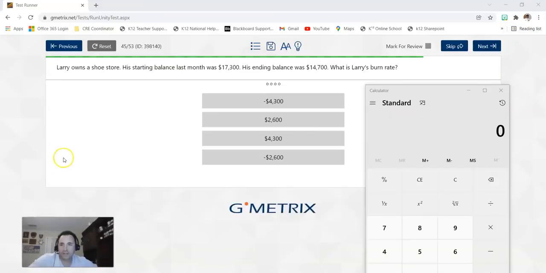All right, here we go. Same type of question. Larry owns a shoe store. His starting balance last month was $17,300. His ending balance was $14,700. What was Larry's burn rate?